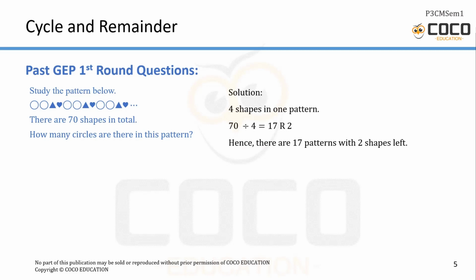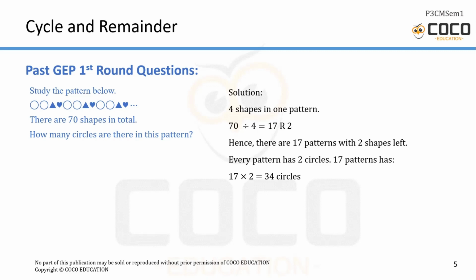Now the question says, after that, you need to find how many circles there are. We notice that every pattern just has 2 circles, correct? So every pattern has 2 circles, and with 17 patterns, we have 17 times 2, which is 34 circles. And as we saw just now, your remainder is very important. Your remainder 2, what is your remainder 2?